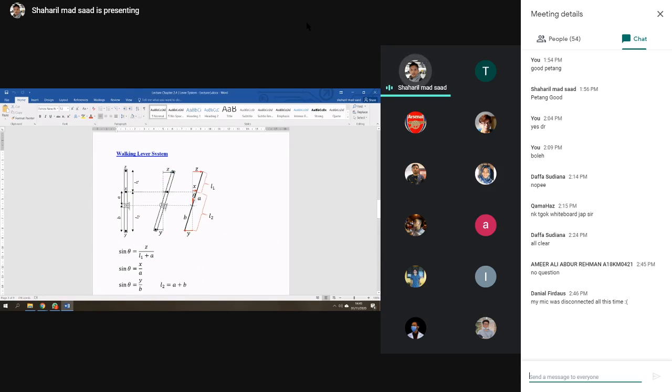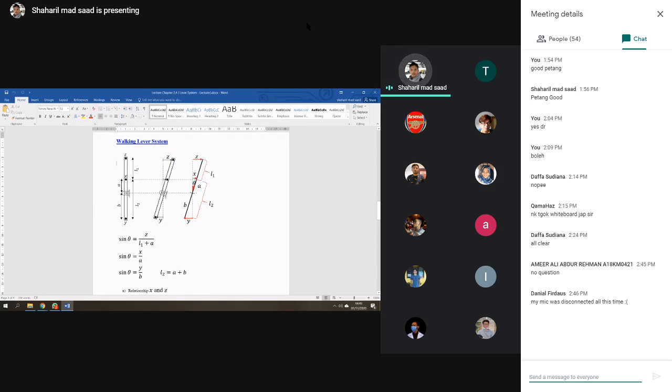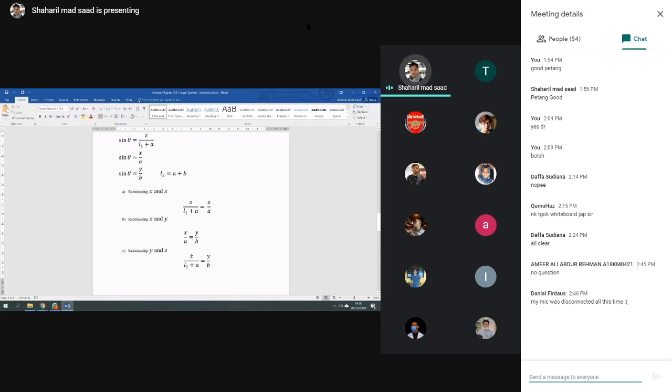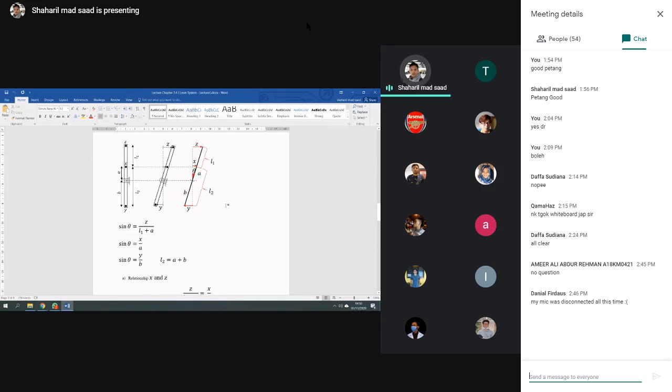Then from this one you also can have sine theta is equal to Z over which one? L1 plus A. Z is equal to L1 plus A. Done. And then you also can have sine theta equals X over A, done. And also you can have sine theta equals Y over B. Done. So the relationship between all these three parameters goes like this.